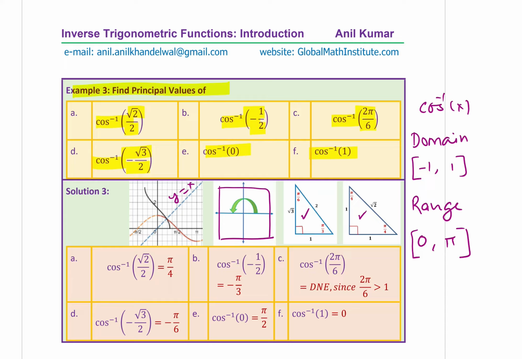Okay, so as we have shown here, all the solutions, remember this part, that 2 pi by 6 is actually greater than 1. So it is not within the domain of cos inverse x, and therefore its answer will be that it does not exist. The rest of the values have been calculated and shown for your reference.